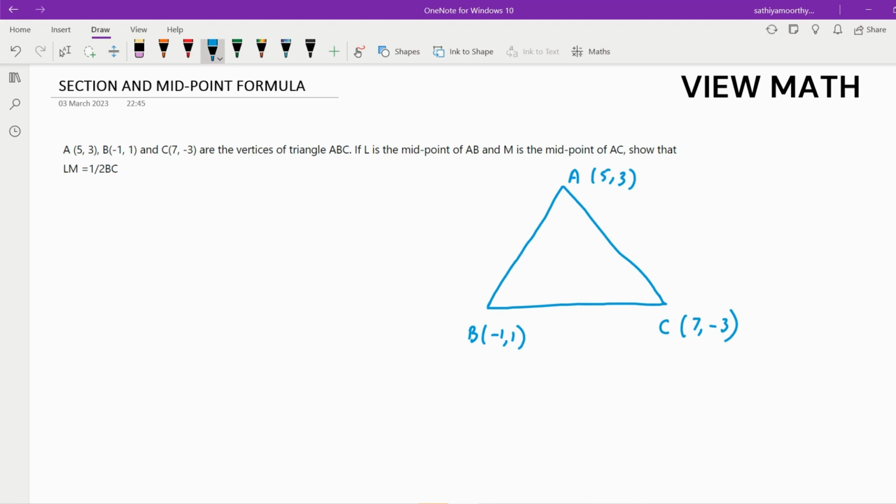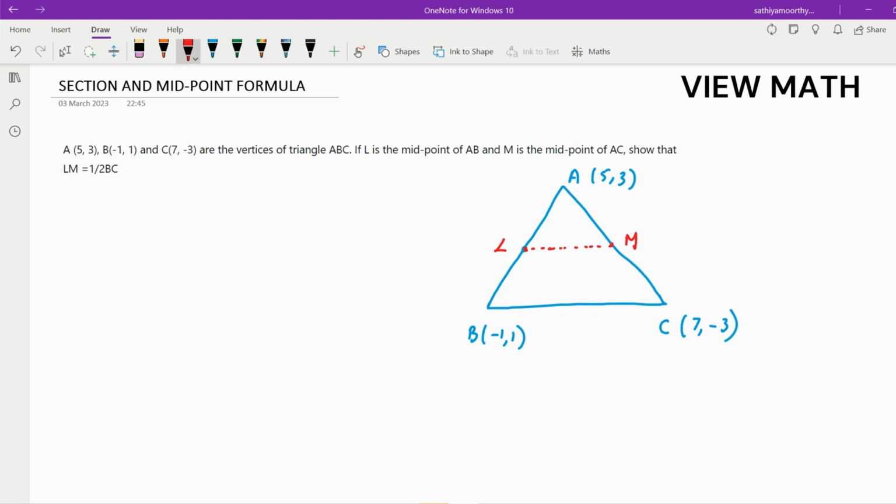If L is the midpoint of AB, now this is the AB, here L is the midpoint they have given. So L is the midpoint of AB and M is the midpoint of AC. Now this is M, the midpoint of AC they have given. Show that LM is equal to half of BC. So they are asking us to show.